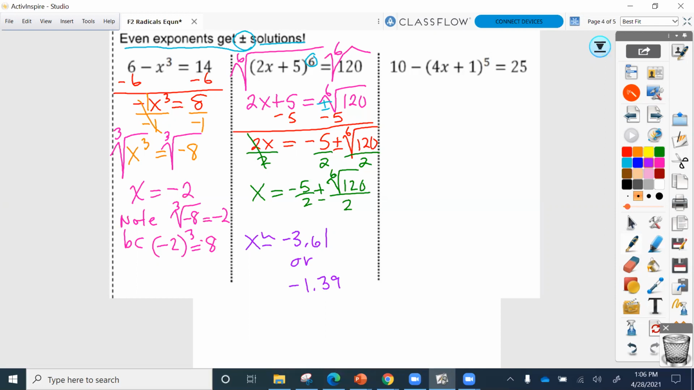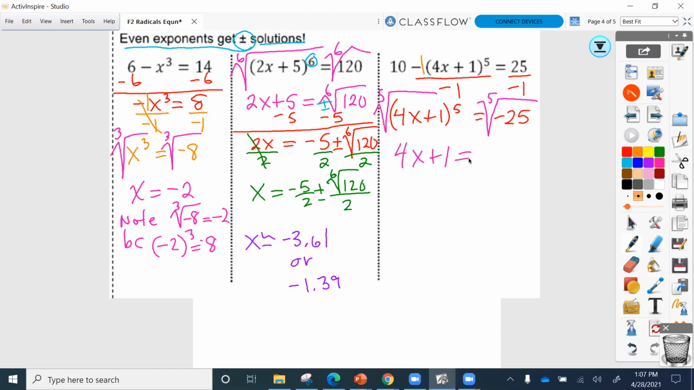Okay, and number 10, we can't just take the 5th root of that because we have to get rid of that negative 1 that's implied here. So we're going to divide both sides of the equation by negative 1. So you have 4x plus 1 to the 5th power equals negative 25. Now we're going to take the 5th root of both sides. So you're left with 4x plus 1 is equal to, now remember it's a 5th root. That's an odd number, not an even number, so you do not need the plus or minus. So we've got the 5th root of negative 25.